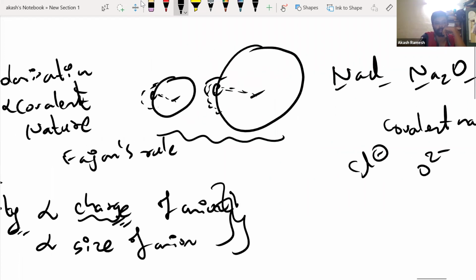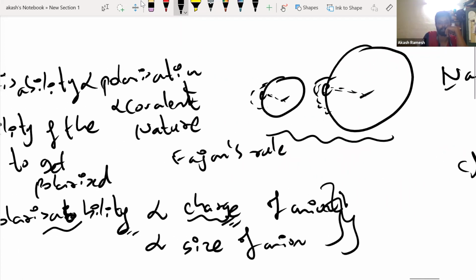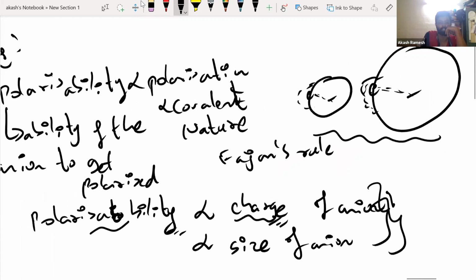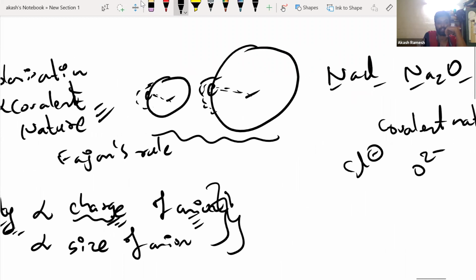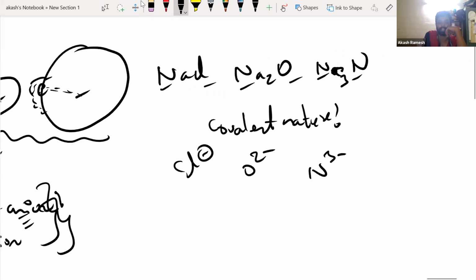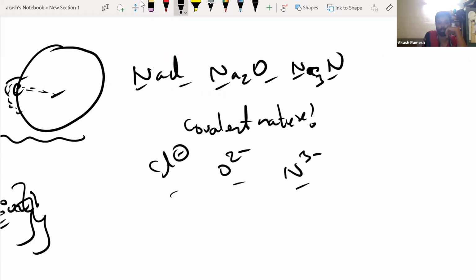Now, what did I tell you for polarizability? More and more is the charge of the anion, more and more is the polarizability, and more is the polarizability, more and more is the covalent character. This is -1, this is -2, this is -3, having the maximum charge, so maximum polarizability, maximum covalent nature. So obviously, based on that, this will be the order of covalent nature: Na3N is more covalent than Na2O, than NaCl.